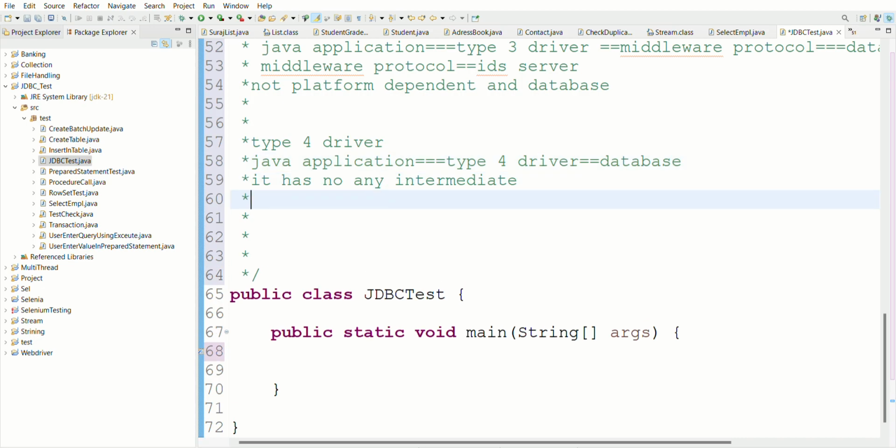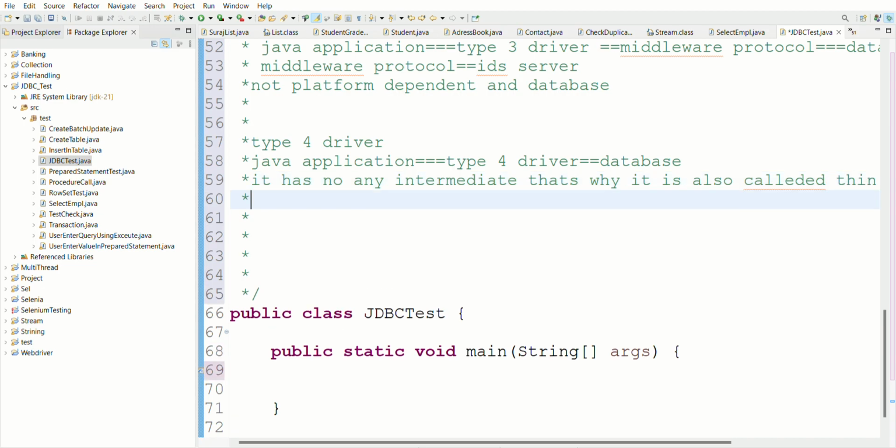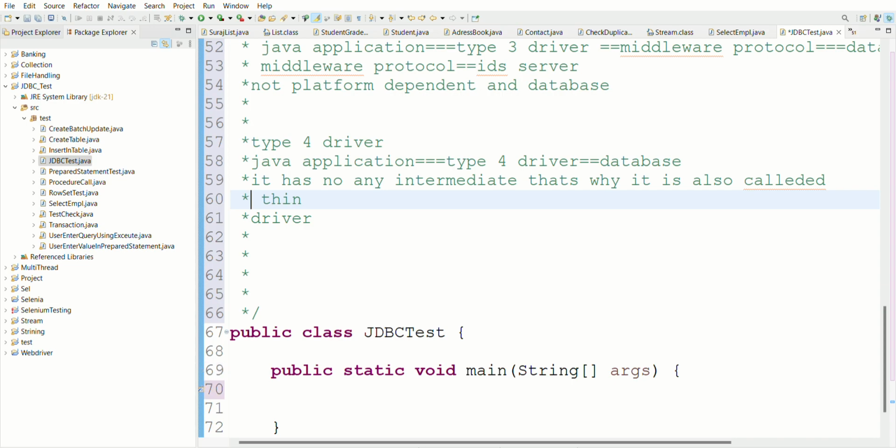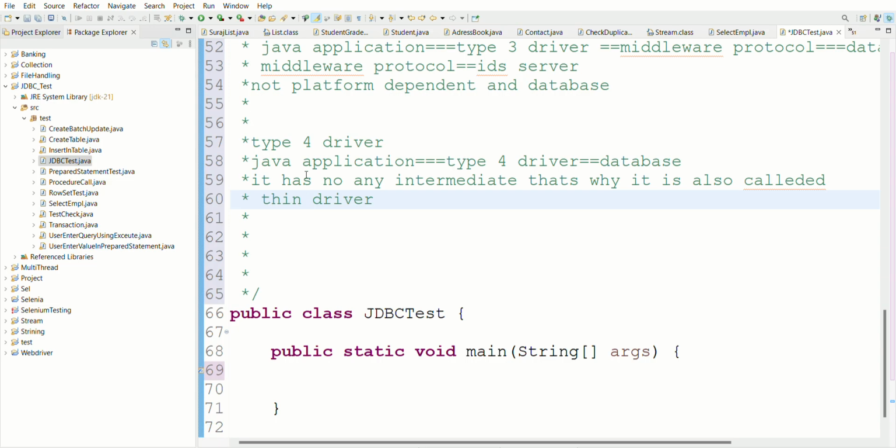That's why it is also called the thin driver. Got it? This is an important interview question. It is asked in the interview why the type 4 driver is called a thin driver. Type 4 driver, or thin driver. What will you give as the answer?